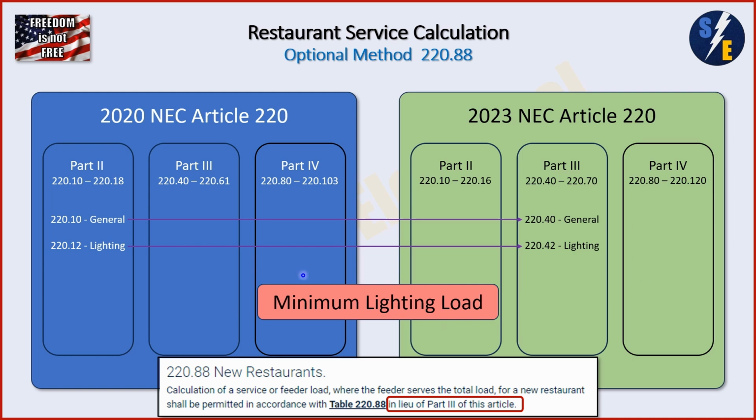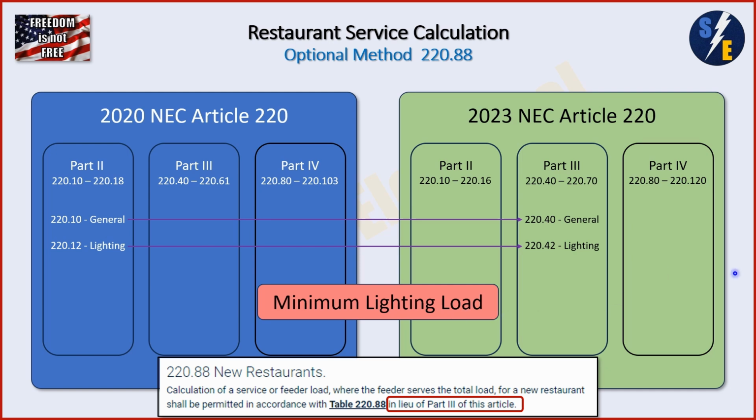Now that wasn't a problem back in 2020 because the minimum lighting load was found in Part 2, not Part 3. Now it's found in Part 3, which we're excluding. So therefore, we no longer can use the minimum lighting load when applying Part 4. So that's a pretty significant change.